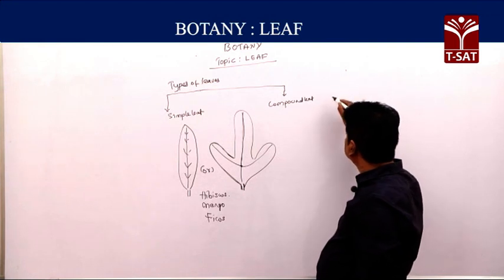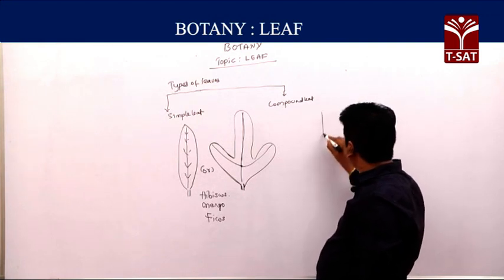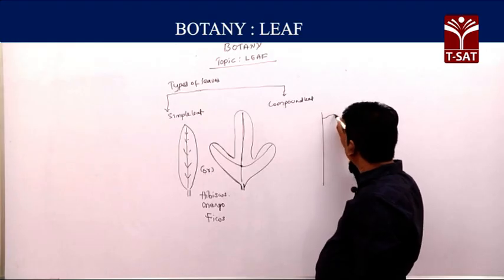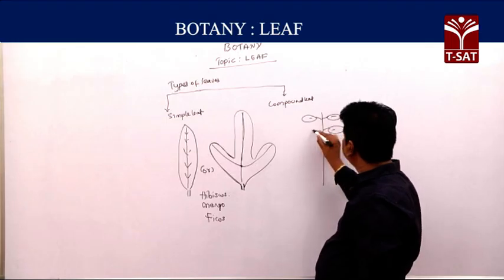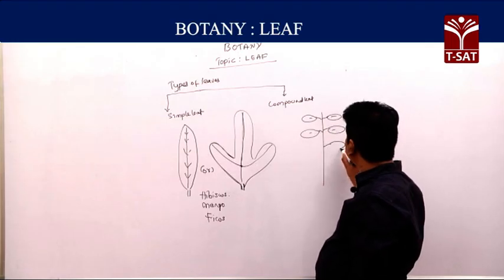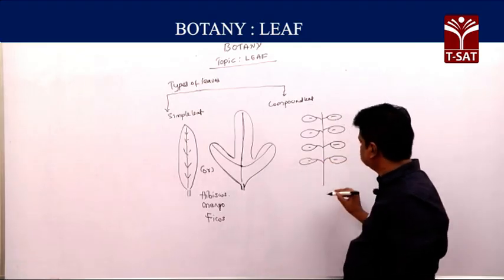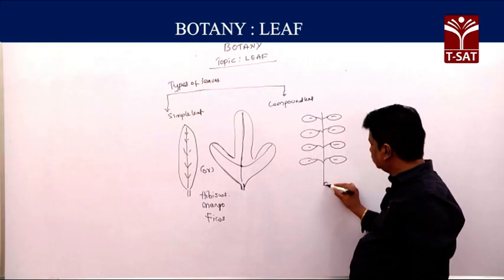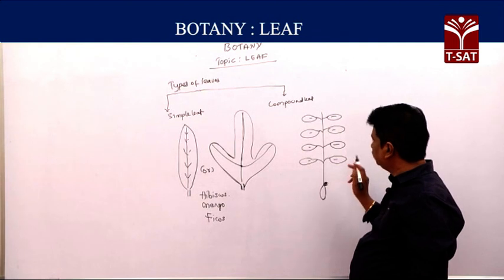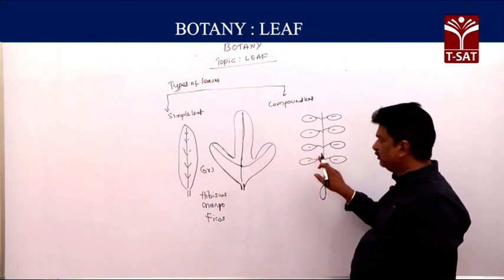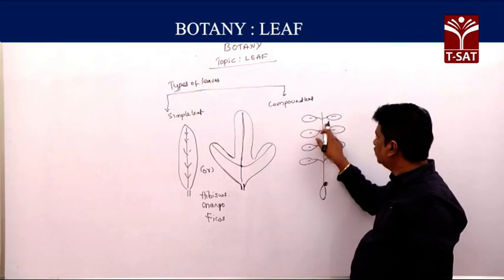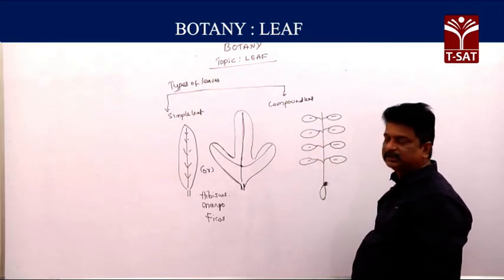And second one is compound leaf. Compound leaf means the leaf lamina is divided up to the midrib and forms leaflets. In a compound leaf, at the base of the compound leaf there is an axillary bud, but the axils of leaflets are without axillary buds.